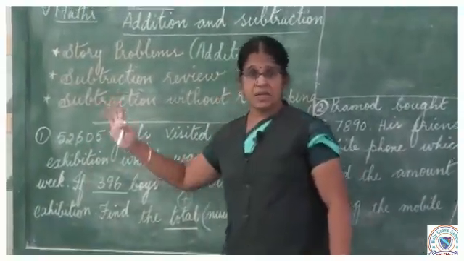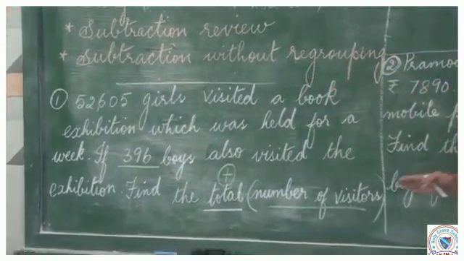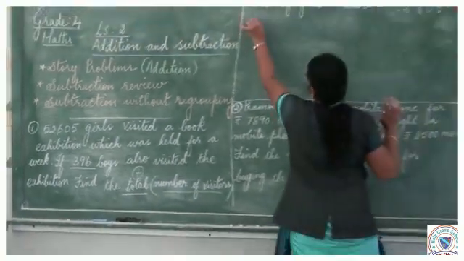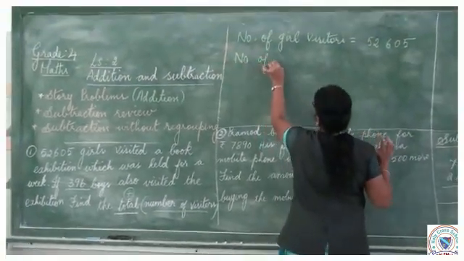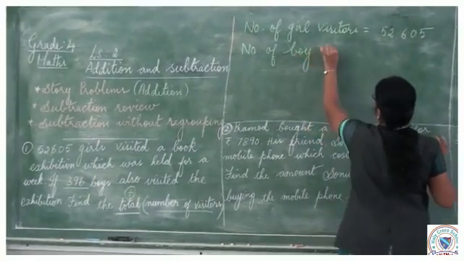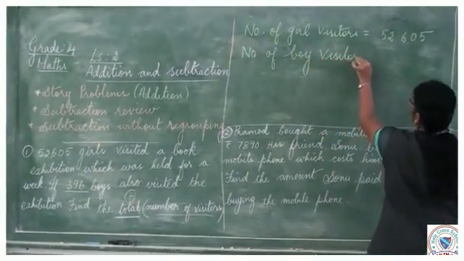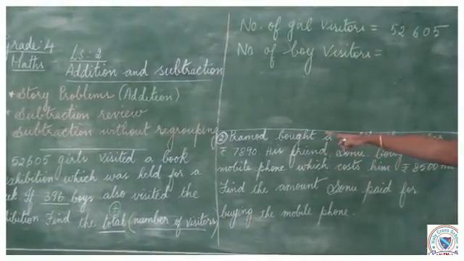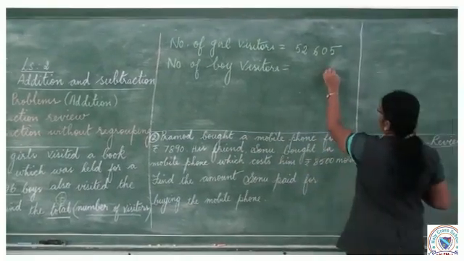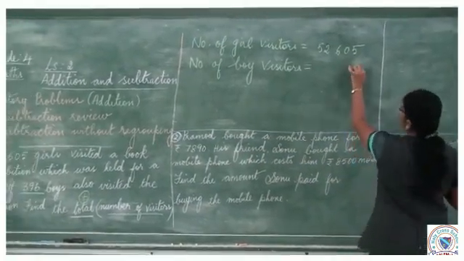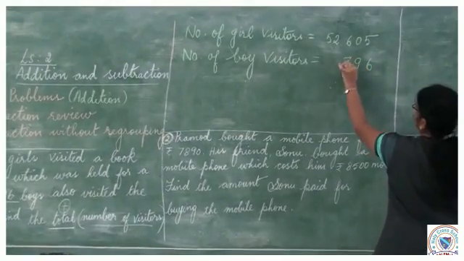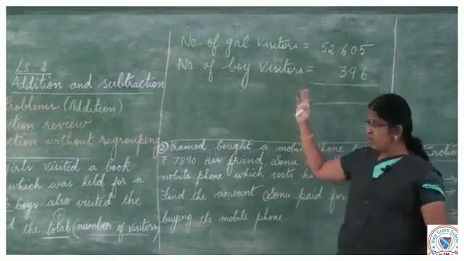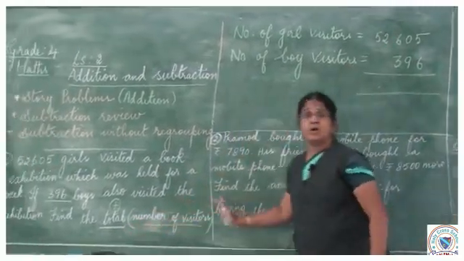Next, what number do you have in the question? 396. What is that number? Boys. Now, connect this root word with that boys. So, you get the statement as number of boy visitors is equal to 396. You have only a 3-digit number, so please arrange it from the ones place: 6, 9, 3. Then, for the final statement, you have to write total number of visitors.